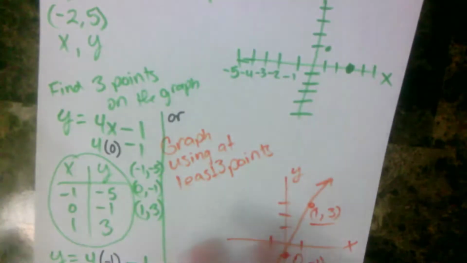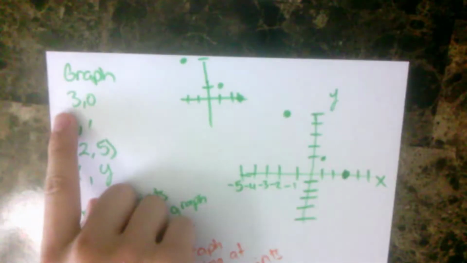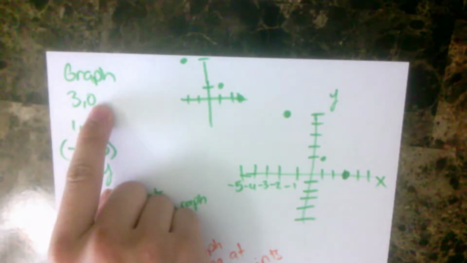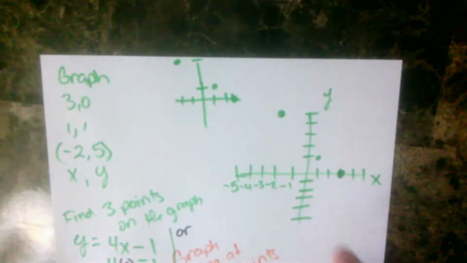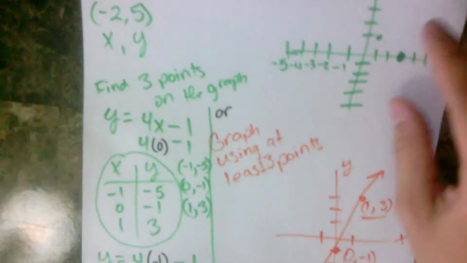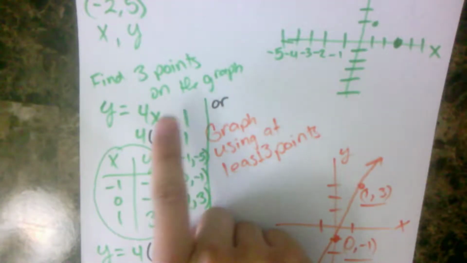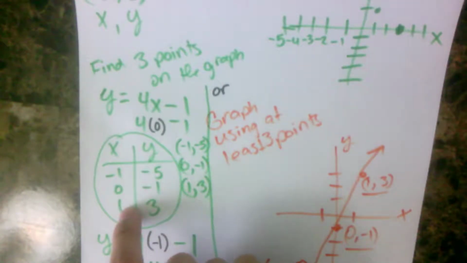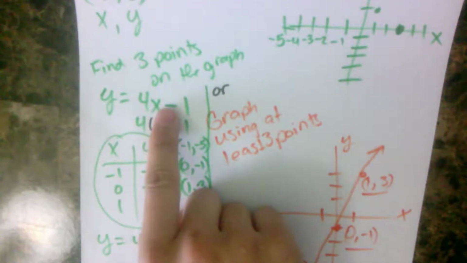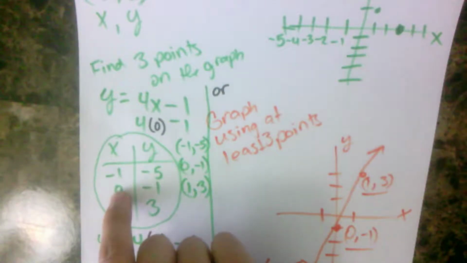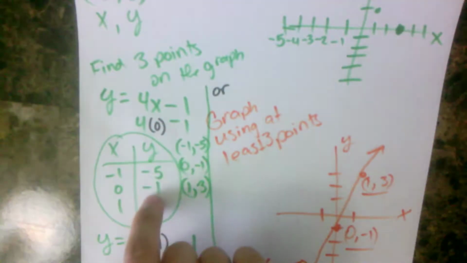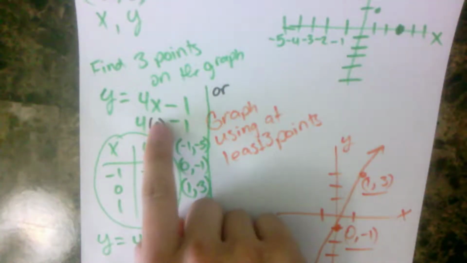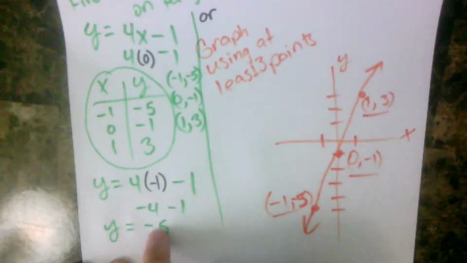Again, let's go over that real quickly. Graphing dots, you always go on your x left and right, and then your y up and down. X left and right, y is up and down. And then if you have to find 3 points on the graph, you're given an equation. Pick 3 x's, doesn't matter what x's, and then put them back in the equation. So x, we replaced it with a 0, and then we got negative 1. We replaced it with a negative 1 and got a negative 5.